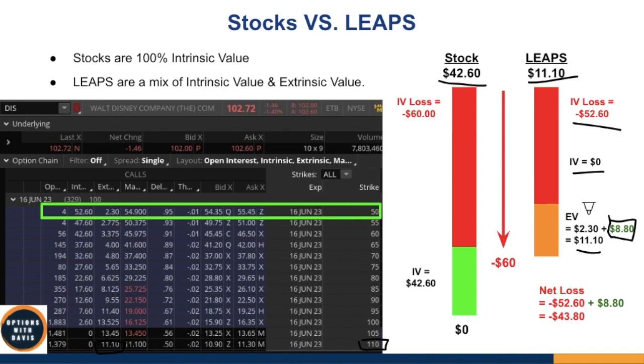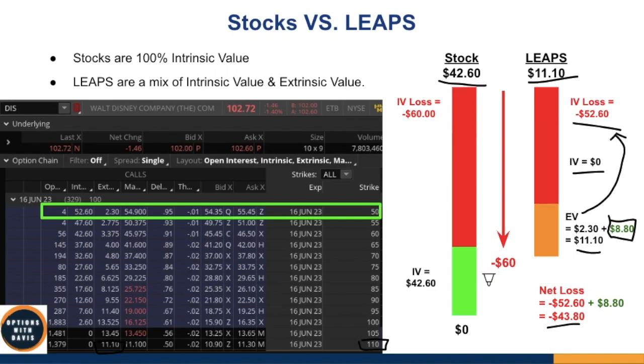So you can see again the extrinsic value has come in to help you cushion this loss. Instead of losing the full value of the $52.60 in terms of intrinsic value, your extrinsic value helped you cushion that, and the total loss which you would experience from this LEAPS would be only $43.80. You bought it for $54.90. You only lost $43.80. Whereas for the stock, you have lost $60, which is $6,000.